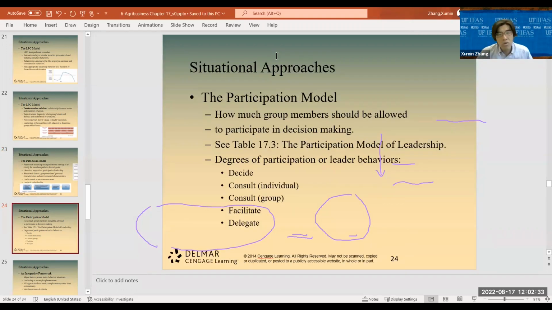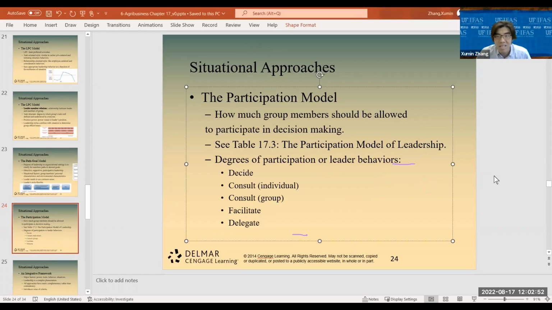The very last one, the third situational approach, we call the participation model. The participation model is very specific about how much group members should be allowed to participate in the decision-making process. When I showed you the path-goal model, these were the very last two styles. Participative is about development. Your style is more focused on developing your subordinates. So take a look at this participation model of leadership, pretty straightforward. Different levels of participation, right?